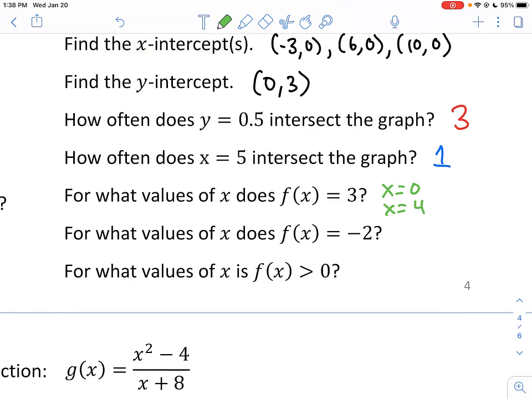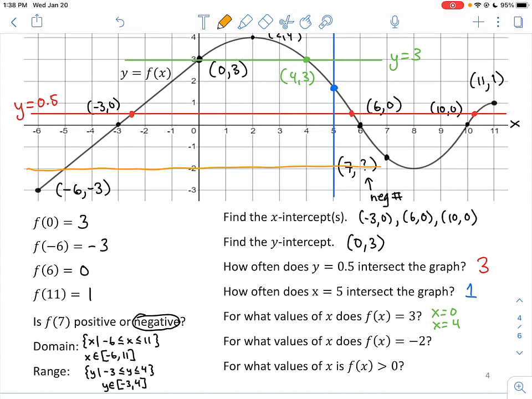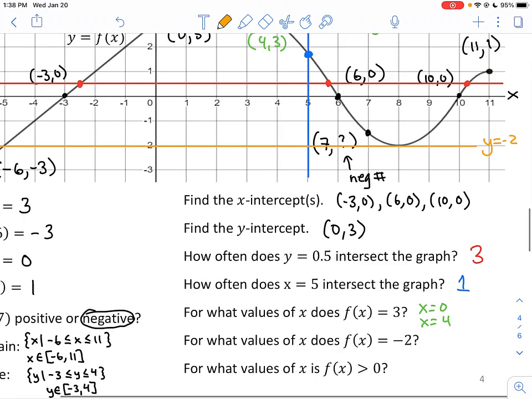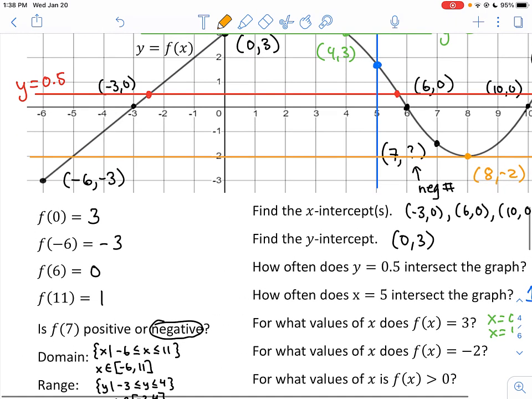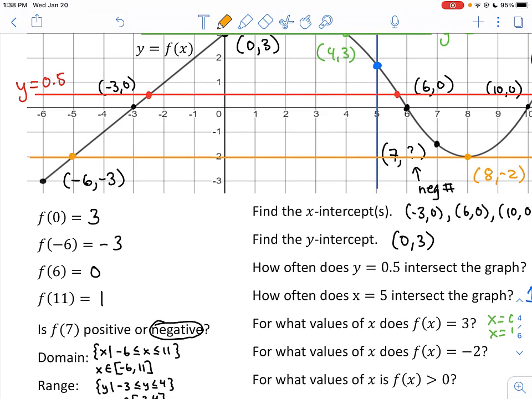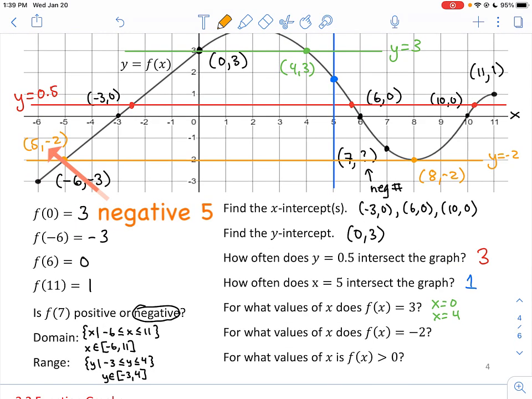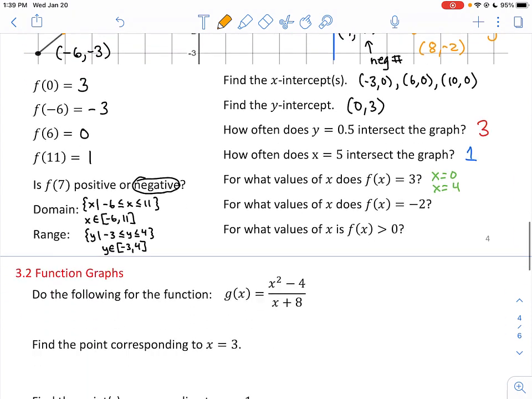For what values of x does f of x equal negative 2? Negative 2 is this line right here. And I see 2 points of intersection. Looks like there's one right there at the bottom of that hill. Looks like we have a point at (8, -2). And then, of course, we have another point over here. Looks like it's at (5, -2). So what are the x values for which the y-coordinate is negative 2? And we have 2 of them, 5 and 8.